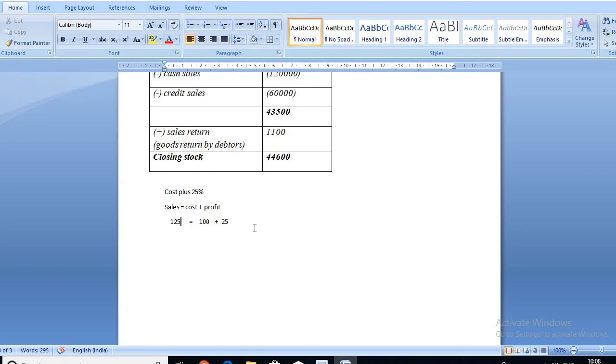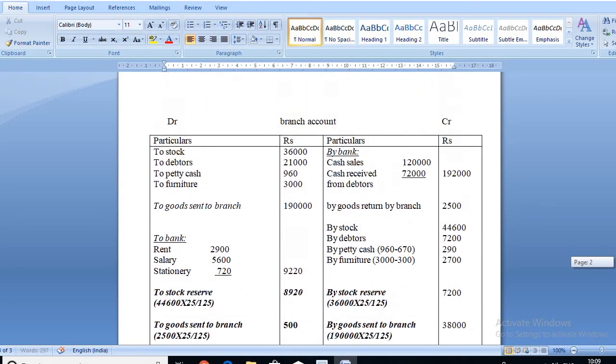And in this problem, we are removing profit from selling price. So that's why profit divided by sales. Profit is 25, sales is 125. So 25 divided by 125. Opening stock is 36,000, so 36,000 multiplied by 25 divided by 125. So here the stock reserve is how much? 7,200.